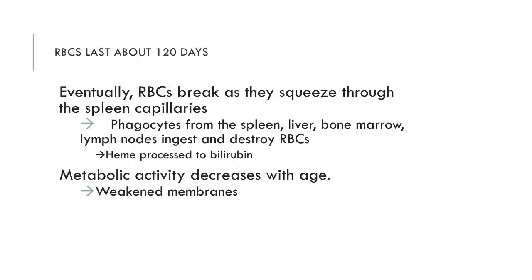And the metabolic activity of the red blood cells decreases with age, and that causes a weakened membrane that makes it so that they break. Bilirubin that's processed in the liver turns into bile. It also is what causes our urine to be yellow.